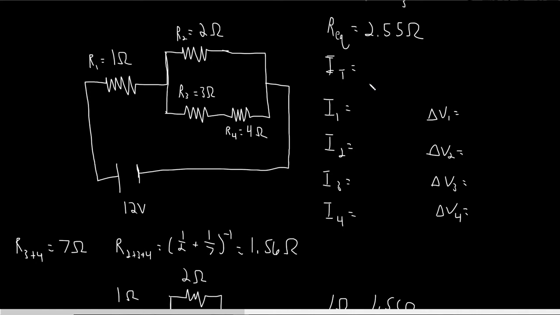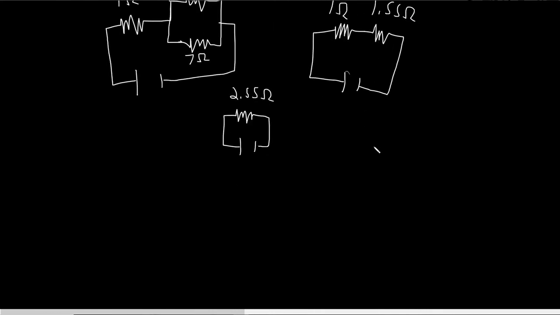Now I can try to figure out the total current for this circuit. My voltage source is not changing. It's 12 volts. My equivalent resistance is 2.55 ohms. So let's go through Ohm's law. The total current would be equal to the voltage source over the equivalent resistance. So we're looking at 12 volts over 2.55 ohms.